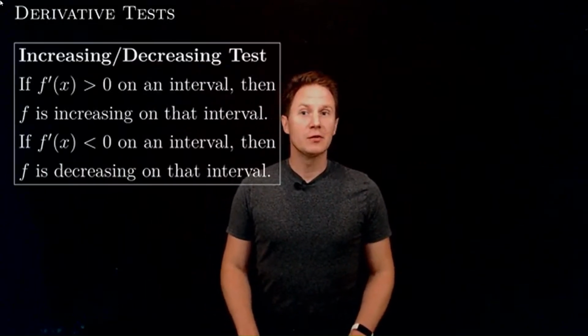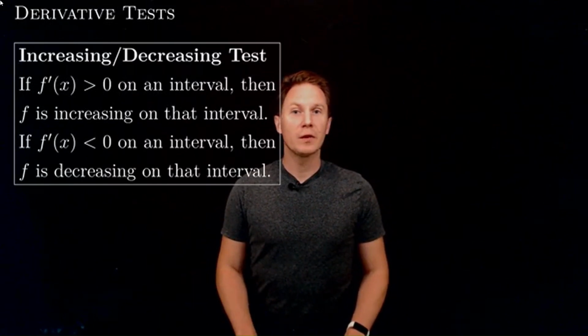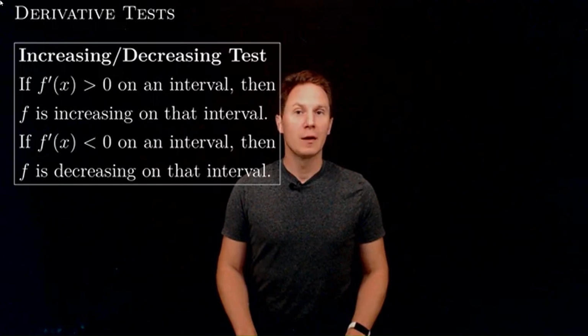Let's see what the first and second derivatives can tell us about a function. We have an increasing-decreasing test that tells us that if the first derivative of the function is positive on an interval, then the values of the function must increase on that interval. Whereas if the first derivative is negative on an interval, then the values of the function must decrease on that interval.